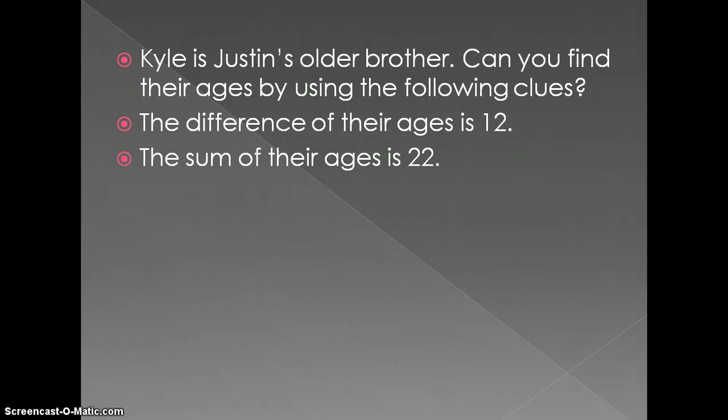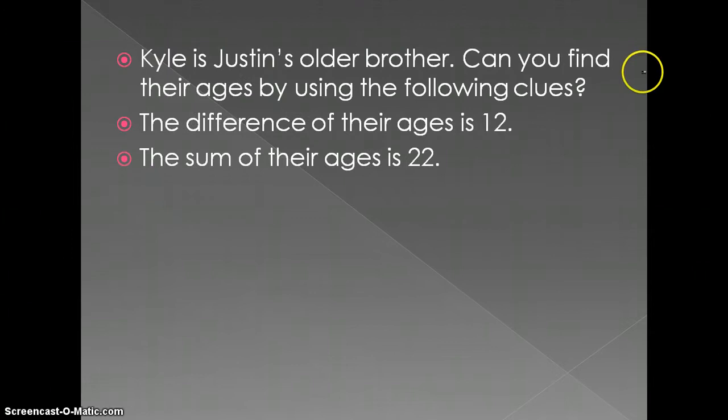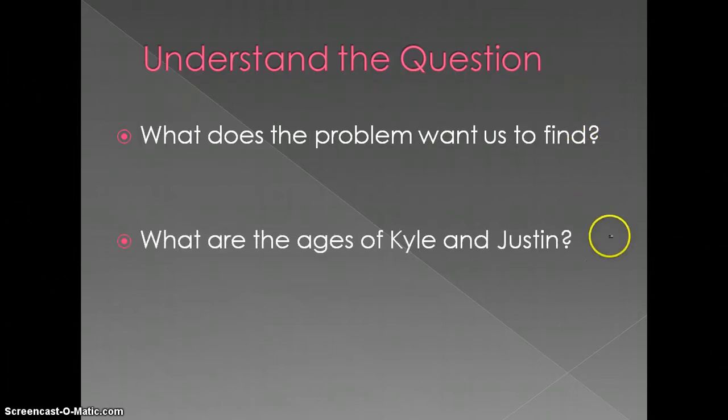So when we solve a problem like this, we're going to use a process, and the first step of our process is to understand the question. What does the problem want us to find? So if we go back and look at our problem, we're looking for the question, and we find it right here. Can you find their ages by using the following clues? So we know that our question is, what are the ages of Justin and Kyle?